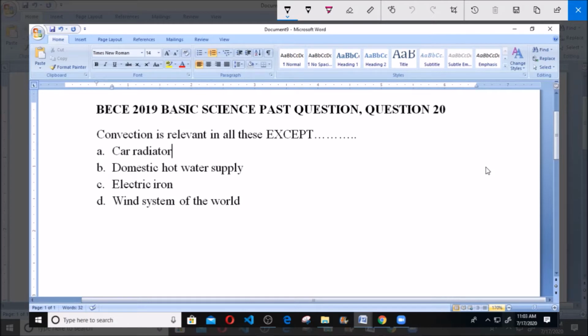Convection is relevant in all these except: A. Car radiator, B. Domestic hot water supply, C. Electric iron, and D. Wind system of the world.